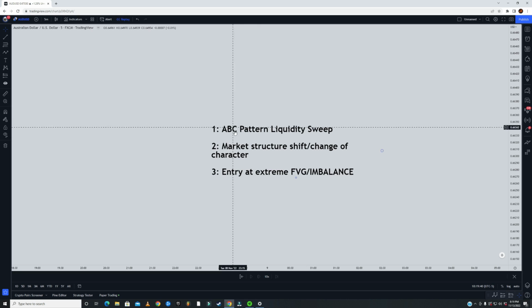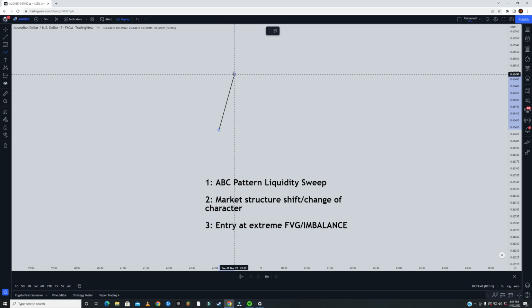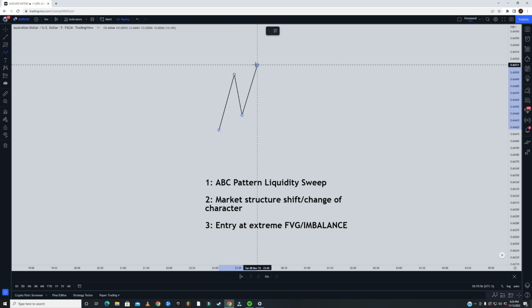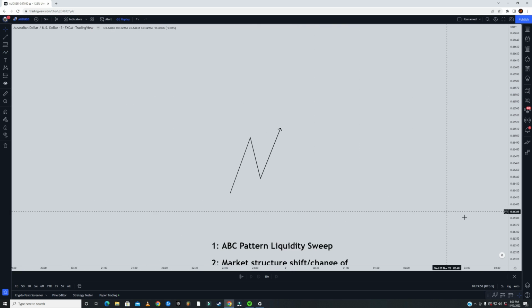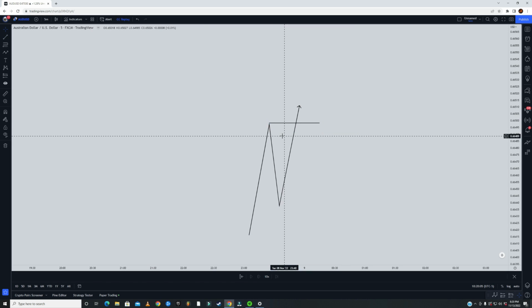We look for an ABC pattern liquidity sweep. So what is an ABC pattern? We have a move in one direction, and then we have the move in the opposite direction, and then we have the third move in the same direction as the first move. So this is an ABC pattern right here, and the C leg takes out the high of the A leg.